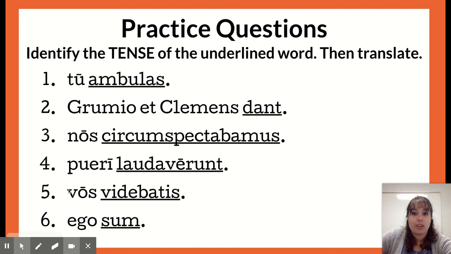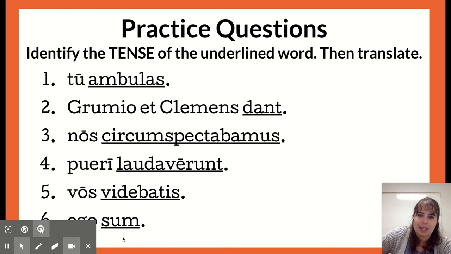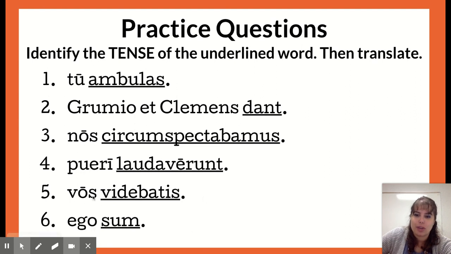Vos, another one of our new pronouns. Vos, remember, is the plural of tu, so y'all. And then videbatis, ba, again, our imperfect sheep says ba, so this is imperfect. So y'all were looking or seeing, video, videre, to see. So y'all were seeing or looking. And then ego sum. Ego means I, and we have our irregular verb to be, sum, esse, fui, futurus. So ego sum just means I am.